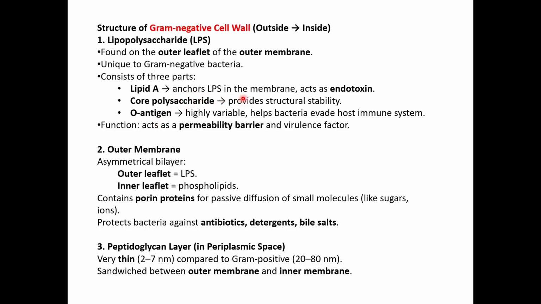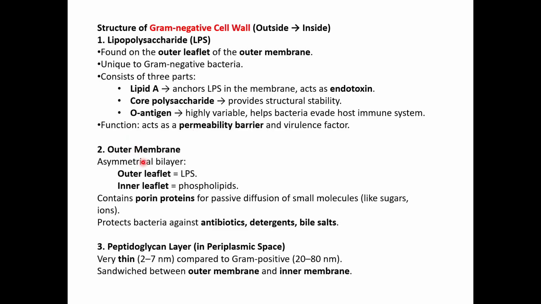So lipid A anchors LPS in the membrane and acts as an endotoxin. Core polysaccharide provides structural stability, and O antigen is highly variable and helps bacteria evade the host immune system. Function is it acts as a permeability barrier and is a virulence factor as well.